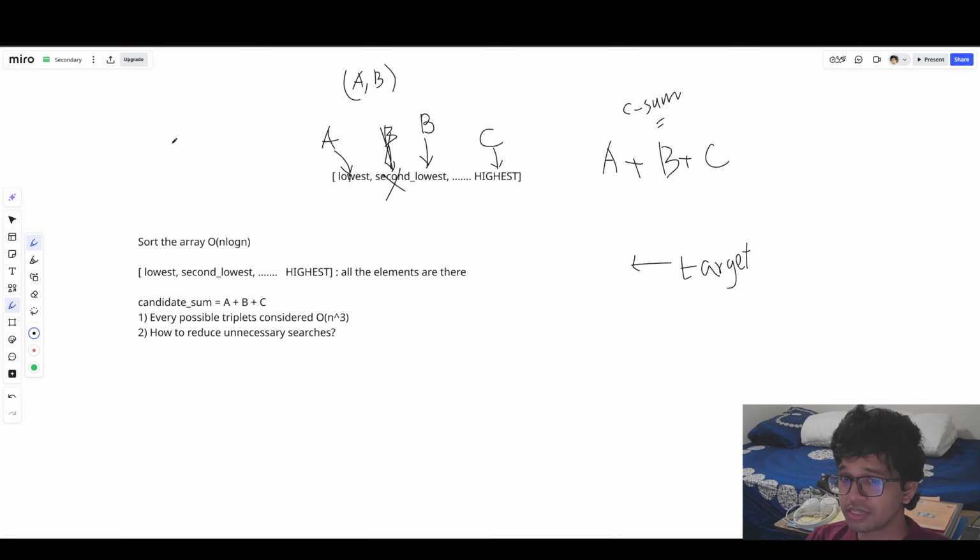We are still generating the triplets, but as we look at our current candidate sum, we are thinking of our current best result. So we don't need to search unnecessary spaces anymore. We have already got one sum, and as the array is sorted, that gives us some sort of direction that will reduce that unnecessary searching.